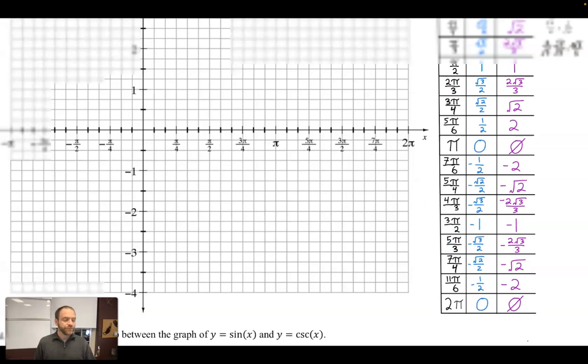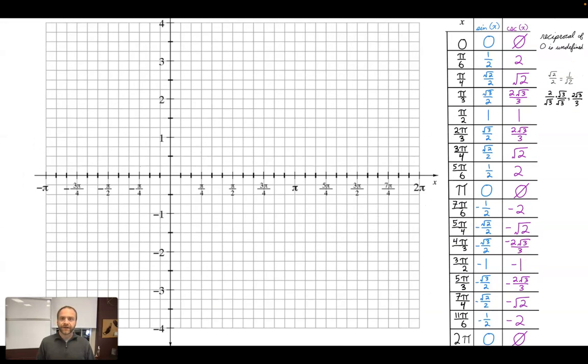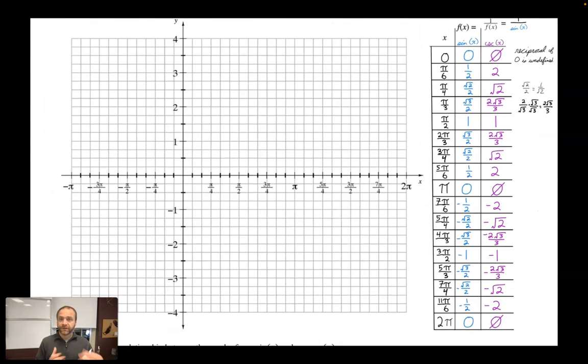We are going to plot, and we're going to do this together. I'm going to plot the blue. We all know what the graph of sine of x looks like at this point. So let's just graph sine of x. And then we're going to take the reciprocal. We're going to plot the purple points and see what that looks like and how the relationship works between the graph of sine of x and the graph of cosecant of x.